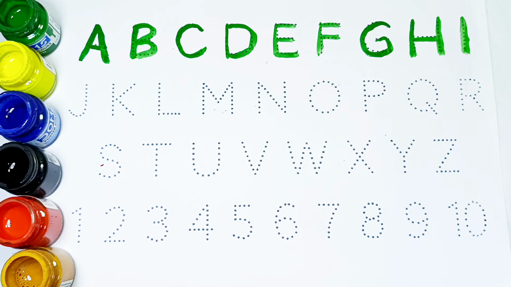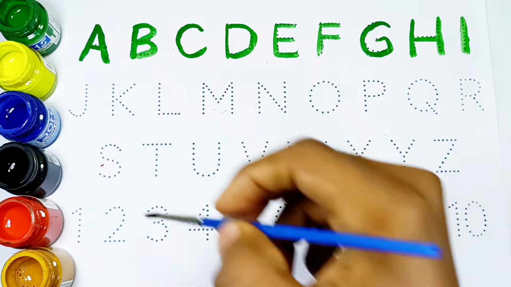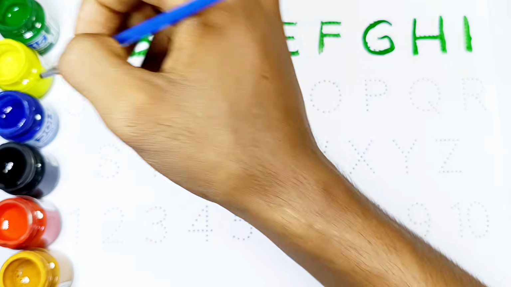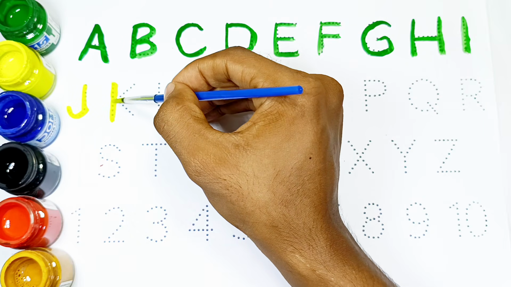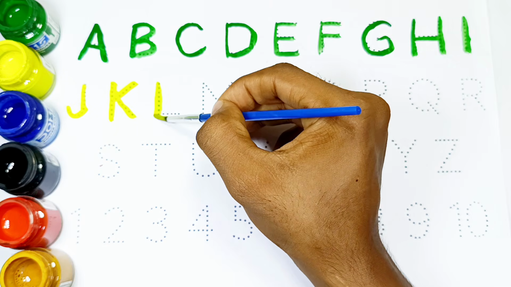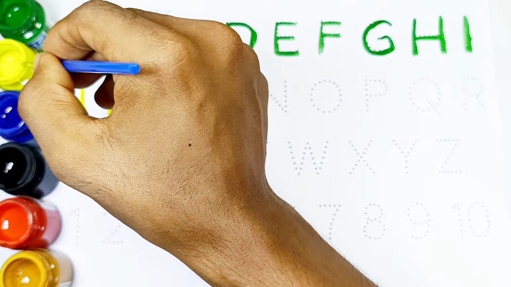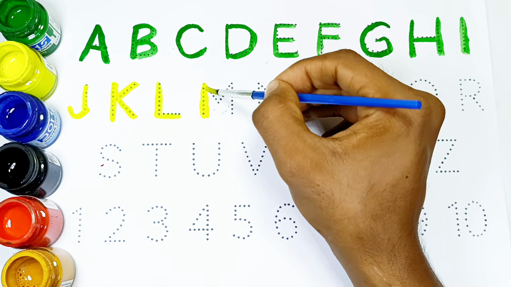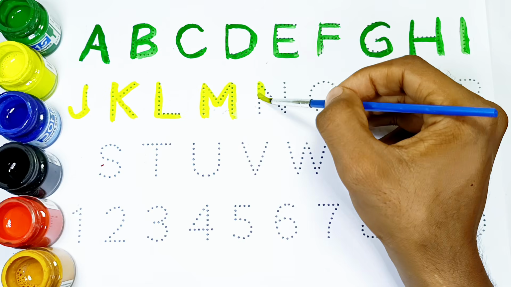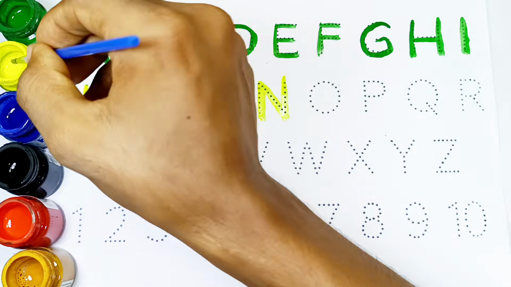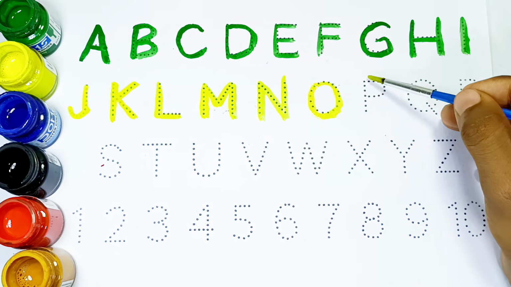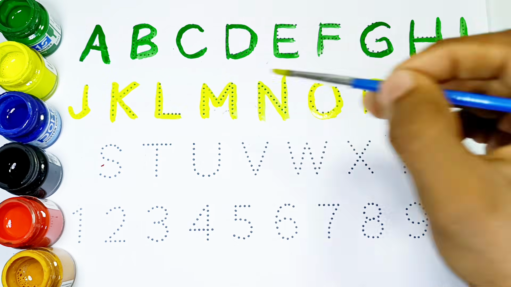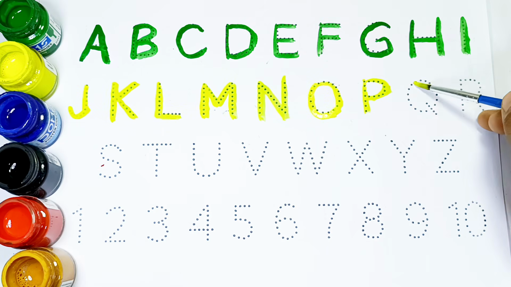Now you draw J, and you use yellow color. J for joker. K for king. L for lion. M for moon. N for nose. O for orange. P for parrot. Q for queen.